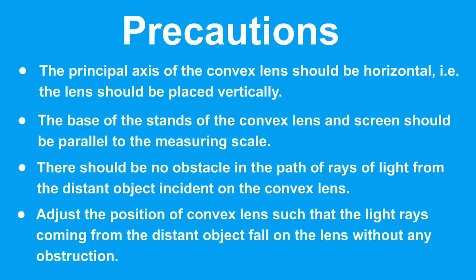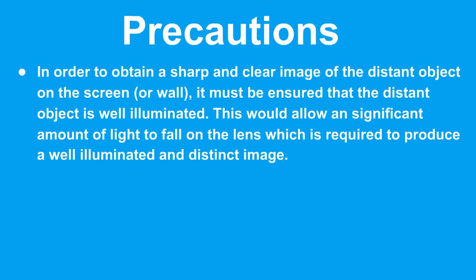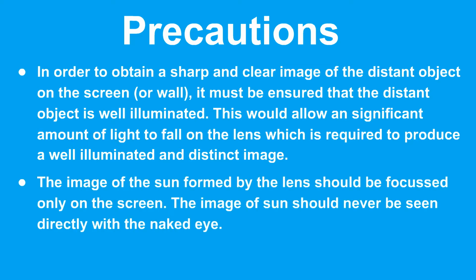Fifth, in order to obtain a sharp and clear image of the distant object on the screen or wall, it must be ensured that the distant object is well illuminated. This would allow a significant amount of light to fall on the lens, which is required to produce a well illuminated and distinct image. The image of the sun formed by the lens should be focused only on the screen.